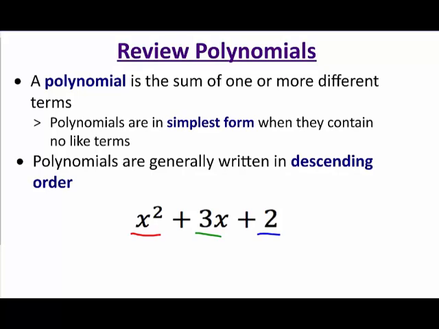Another thing is that polynomials are generally written in descending order. So the highest exponent goes first, so the x squared. Then this is x, and there's an imaginary 1 right here, so x to the first power. And then the constant does not have an x variable, so it goes last.